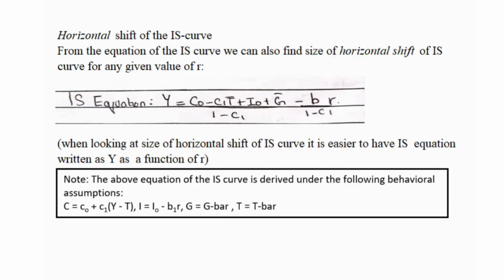We want to look at how we can mathematically find the size of the horizontal shift of the IS curve. So we'll use the equation of the IS curve to find the size of the horizontal shift of the IS curve for any given value of R. So this is our IS equation.